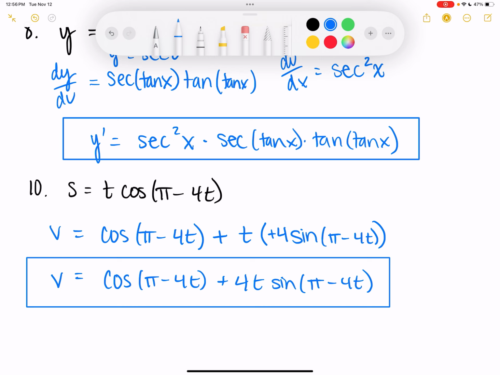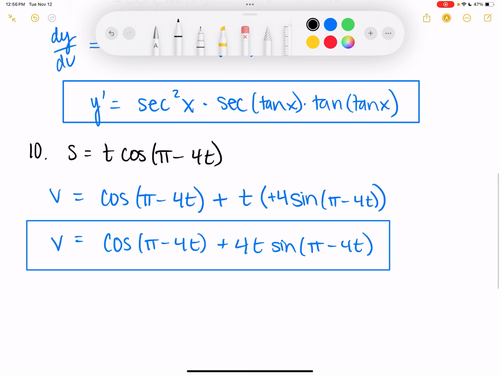Okay. Next. Number 14. y equals, in parentheses, cosecant of x plus cotangent of x, raised to the negative 1.